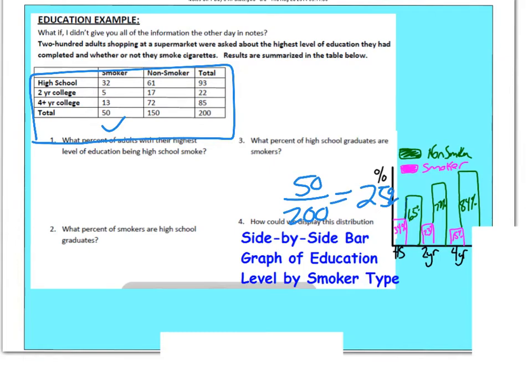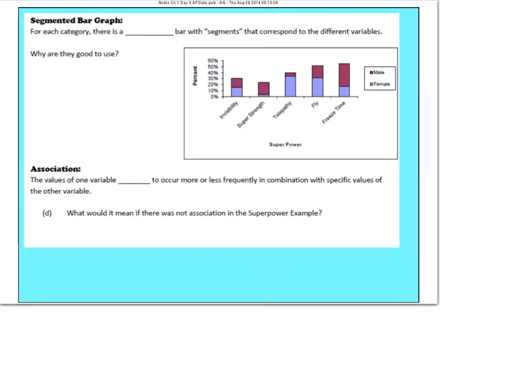Here's an example of what the side-by-side bar graph could look like. Again, don't forget to label this, put your percentages, and make sure everything is appropriate. Because we are comparing 2 different responses in here, you need to have a key that tells you which bars stand for which. Okay, let's talk a little bit more about segmented bar graphs.